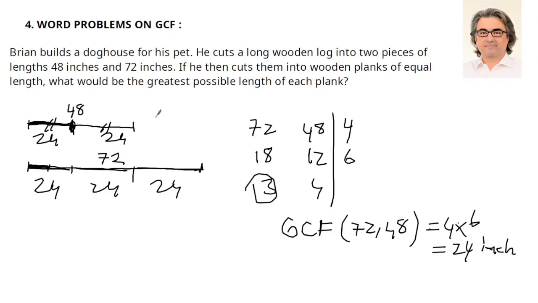And of course, what does the question ask? What would be the greatest possible length of each plank? So we should find the length of each piece. The answer is 24 inches. Okay, I think you understand the meaning. Now let's continue with the next.